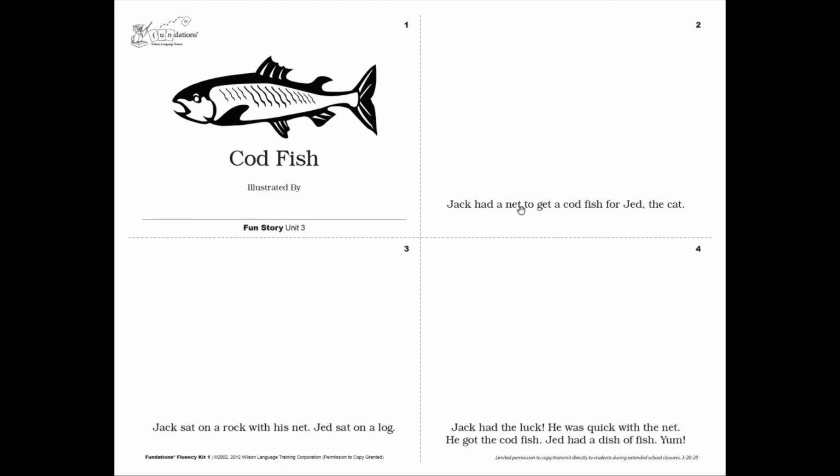Ready? Jack had a net to get a codfish for Jed, the cat. Now we're going to go to page 3. Jack sat on a rock with his net. Jed sat on a log. The next one, page 4. Jack had the luck. He was quick with the net. He got the codfish. Jed had a dish of fish. Yum. All right, there you go.